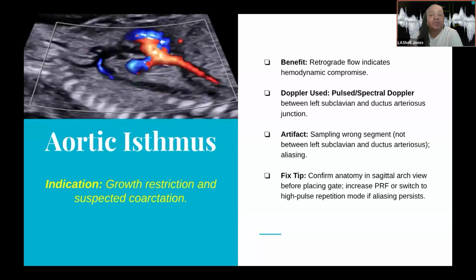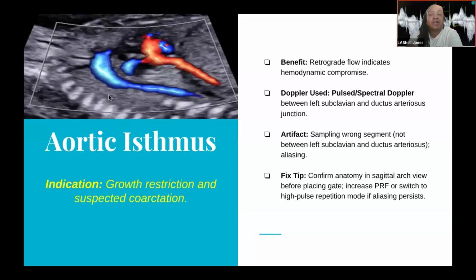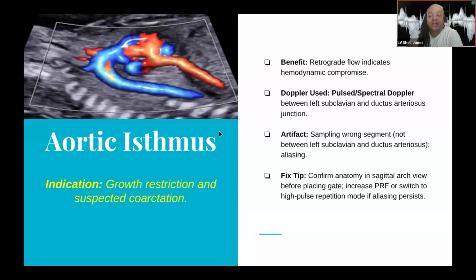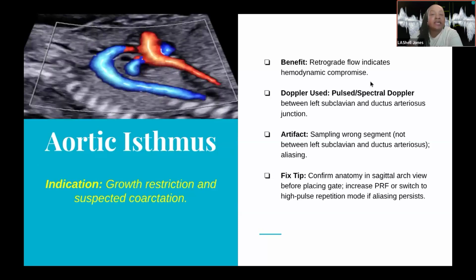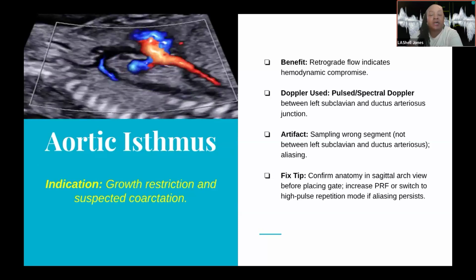Okay. It's a beautiful example you can see of aortic arch and IVC, SVC. Right. One thing to remember, any retrograde flow will indicate some kind of compromise going on.